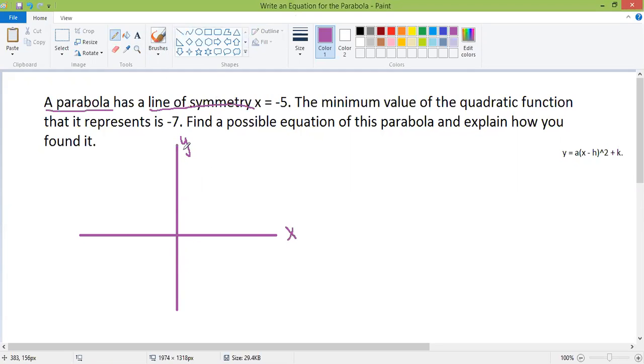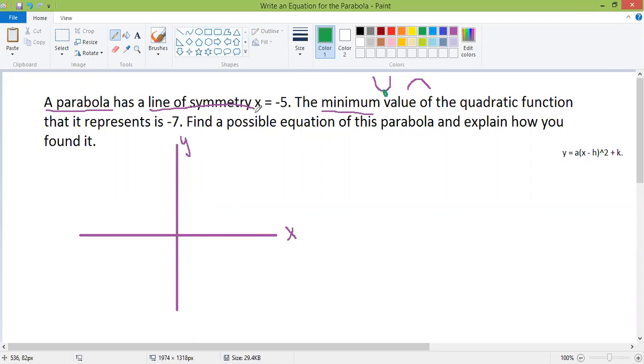And a parabola, if you remember, is a U-shaped graph. Now, how are we going to draw this U-shaped graph? Are we going to draw it like this, or upside down? Well, it said it has a minimum value. So because it has a minimum value, we know it has to be like this, okay? Because that's a minimum value.